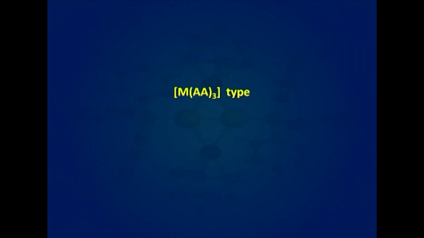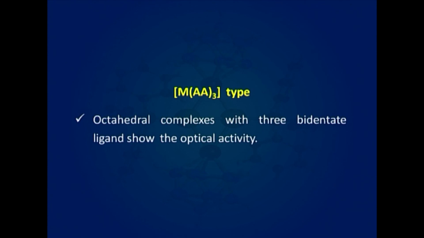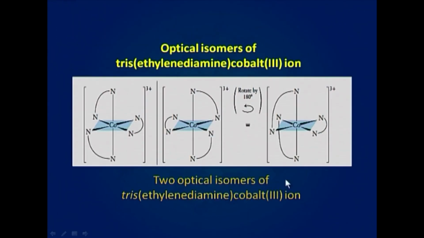Now we will be discussing the complexes of the type M(AA)3. Here AA is again a symmetrical bidentate ligand. Octahedral complexes with 3 bidentate ligands show optical activity. Here you can see this type of octahedral complex in which 3 symmetrical bidentate ligands are attached. The complex is tris(ethylenediamine)cobalt(III) ion.